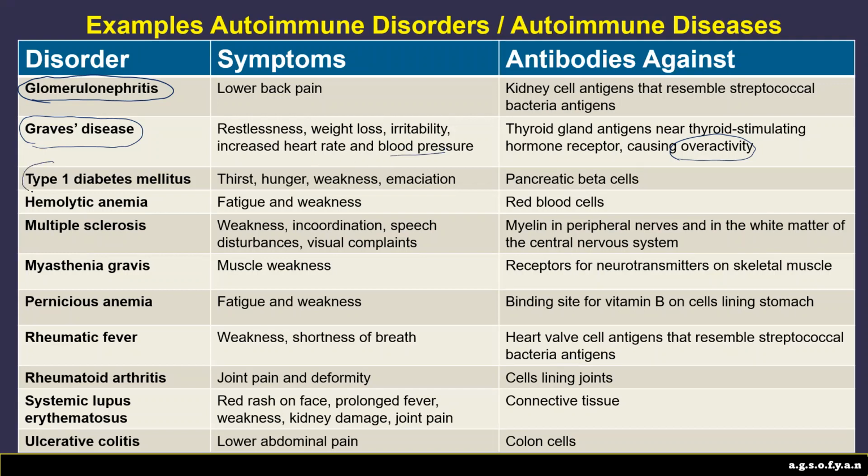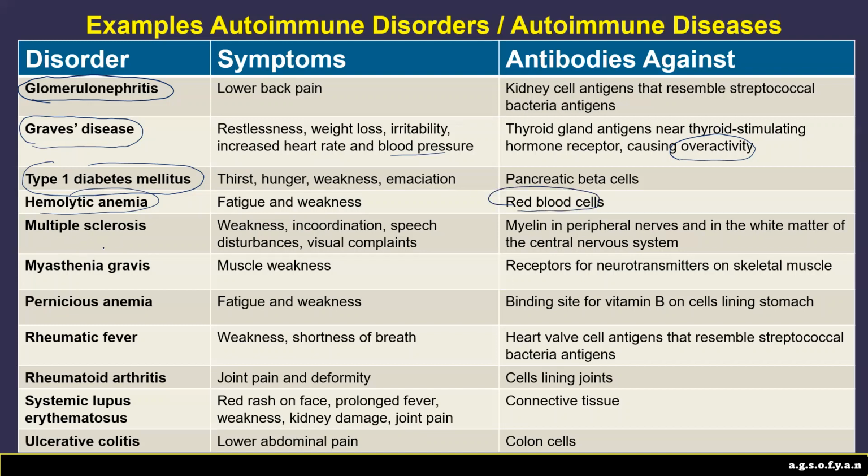I mentioned already type 1 diabetes mellitus. This is caused by the IgG that destroys the beta cells of the pancreas. And the symptoms will be thirst, hunger, weakness. Hemolytic anemia, the symptoms are fatigue and weakness. This is attacking the red blood cells.